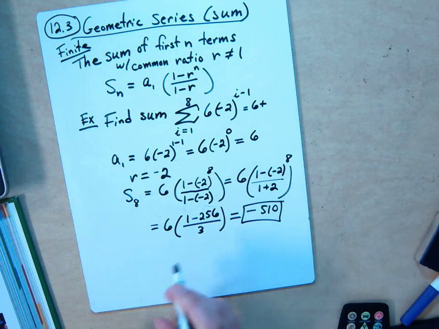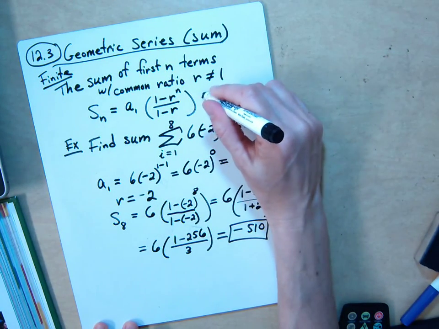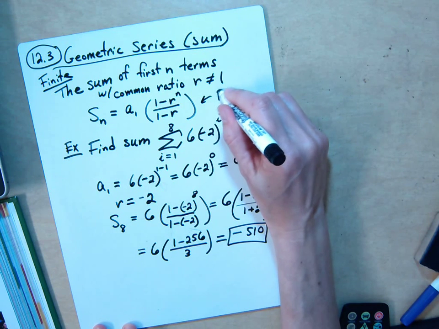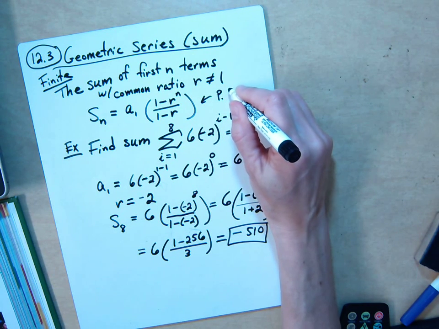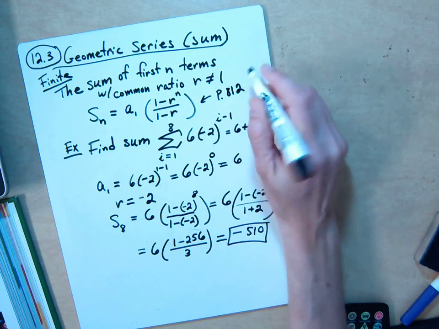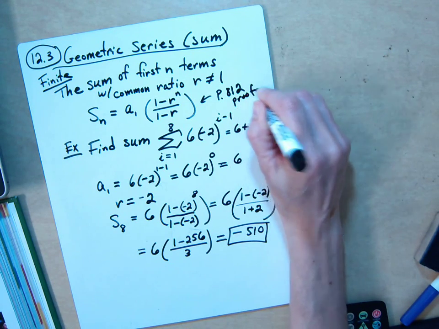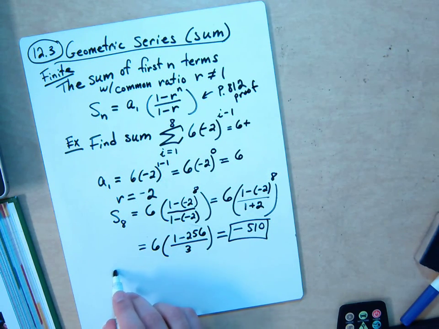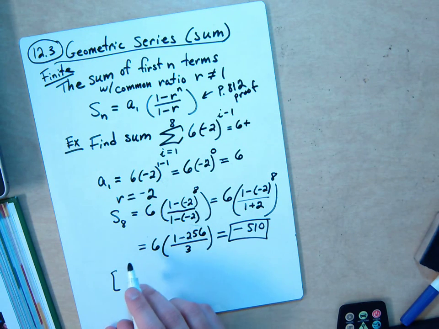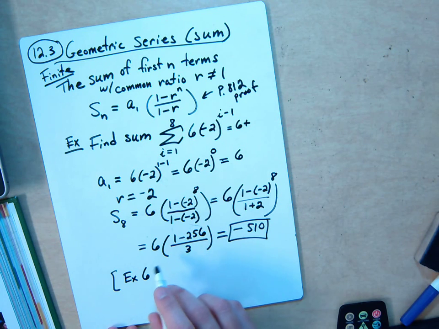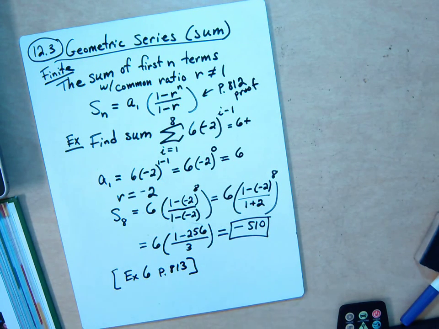So the proof for this is on page, maybe just write this down, on page 812 for the proof. And then we're going to also look at, for an application example, because there are, and they're interesting, Example 6 on page 813 for an application.